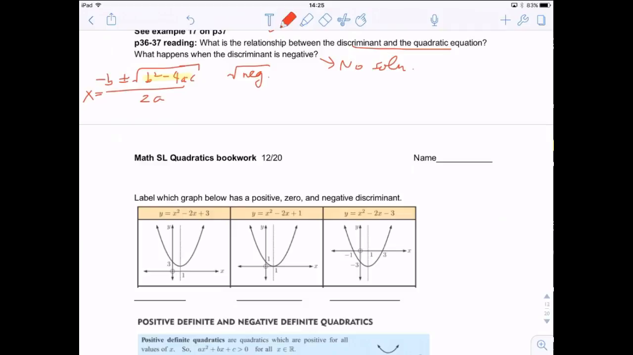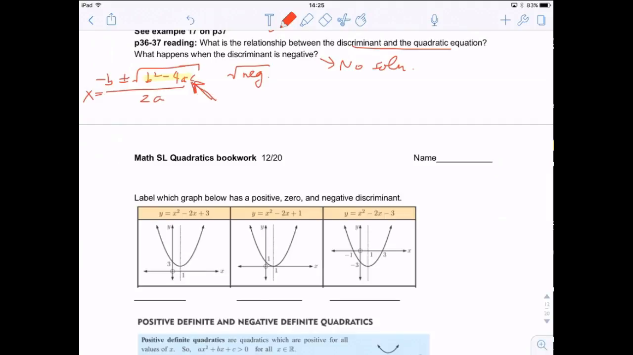Here we are on page 12, and page 12 continues on from where we left off at the end of page 11. At the end of page 11, they ask us what's the relationship between the discriminant and the quadratic equation. Well, the relationship is the discriminant is part of the quadratic equation. It's the part of the quadratic equation that sits underneath the square root sign.